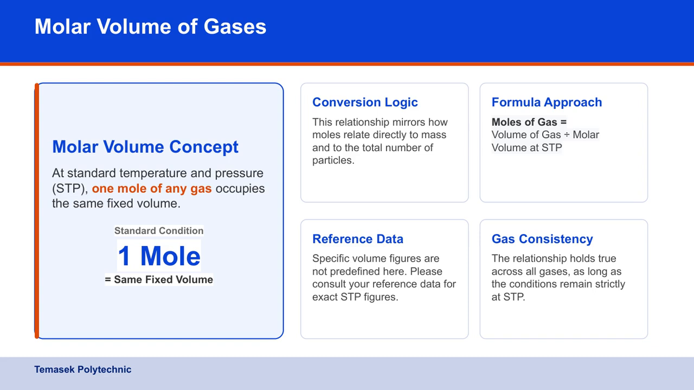This relationship holds true across all ideal gases, but remember, it only applies strictly at standard temperature and pressure. In real engineering applications, conditions often deviate, and that is when you would need to apply the ideal gas law instead. But at standard conditions, molar volume gives you a fast and reliable conversion every time.